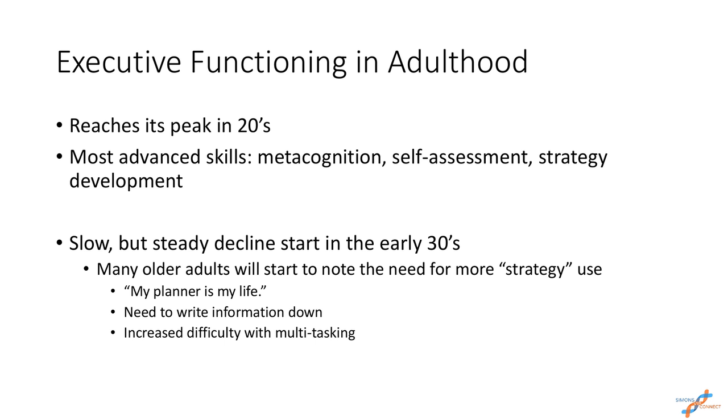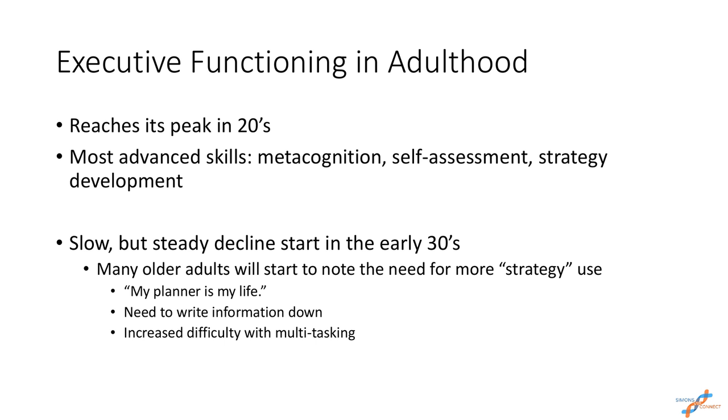So this is the bad news. Executive functioning peaks really in your 20s, with the most advanced skills being metacognition, which just means being able to really think about thinking. So that's where I talked earlier about self-assessment and self-monitoring your own behaviors. So understanding how you're affecting the world. That's really the top. There is a slow but steady decline, just like you could see in the graph that I showed you a couple slides ago, that starts in the early 30s.